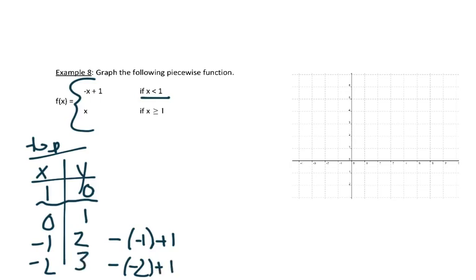So let's graph that. 1, 0, remember, is an open circle because it was not included. 0, 1 is a point. -1, 2 is a point. -2, 3 is a point. So we'd start here, and it would go off like that.